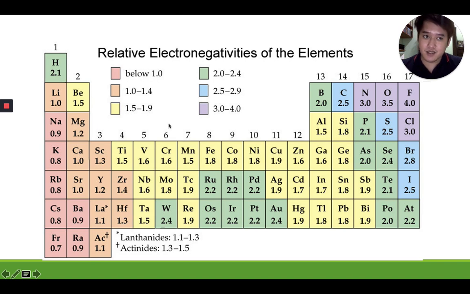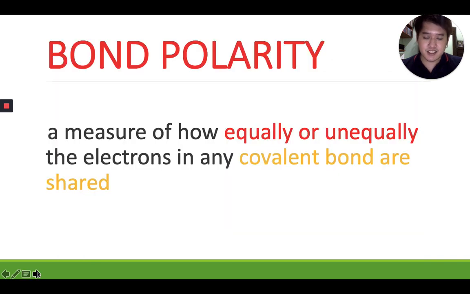Or even if you have mastered the trends in the periodic table, you can actually just visualize. For example, between Na and F, they are very far away from each other, so they must have a very large difference in electronegativity. If you subtract the electronegativity values of fluorine and sodium, you will end up with a large difference, which will be helpful later on, because in terms of bond polarity, the electronegativity values tell us how polar the bond is.